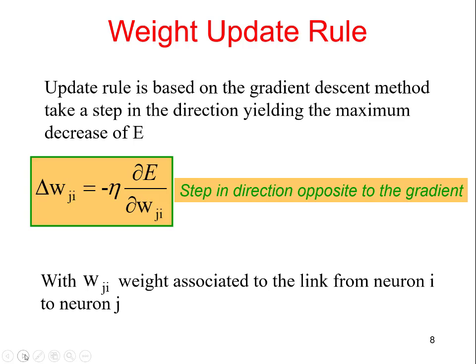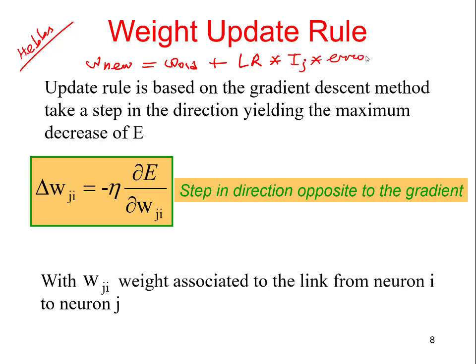Because we have already learned Hebb's learning rule. If you can recall, Hebb's learning rule was: W new equals the old weight, updated with the learning rate multiplied by the incoming input, multiplied by the error. That error is computed as the training value minus the computed output value. In Hebb's rule, this portion is considered as delta W.